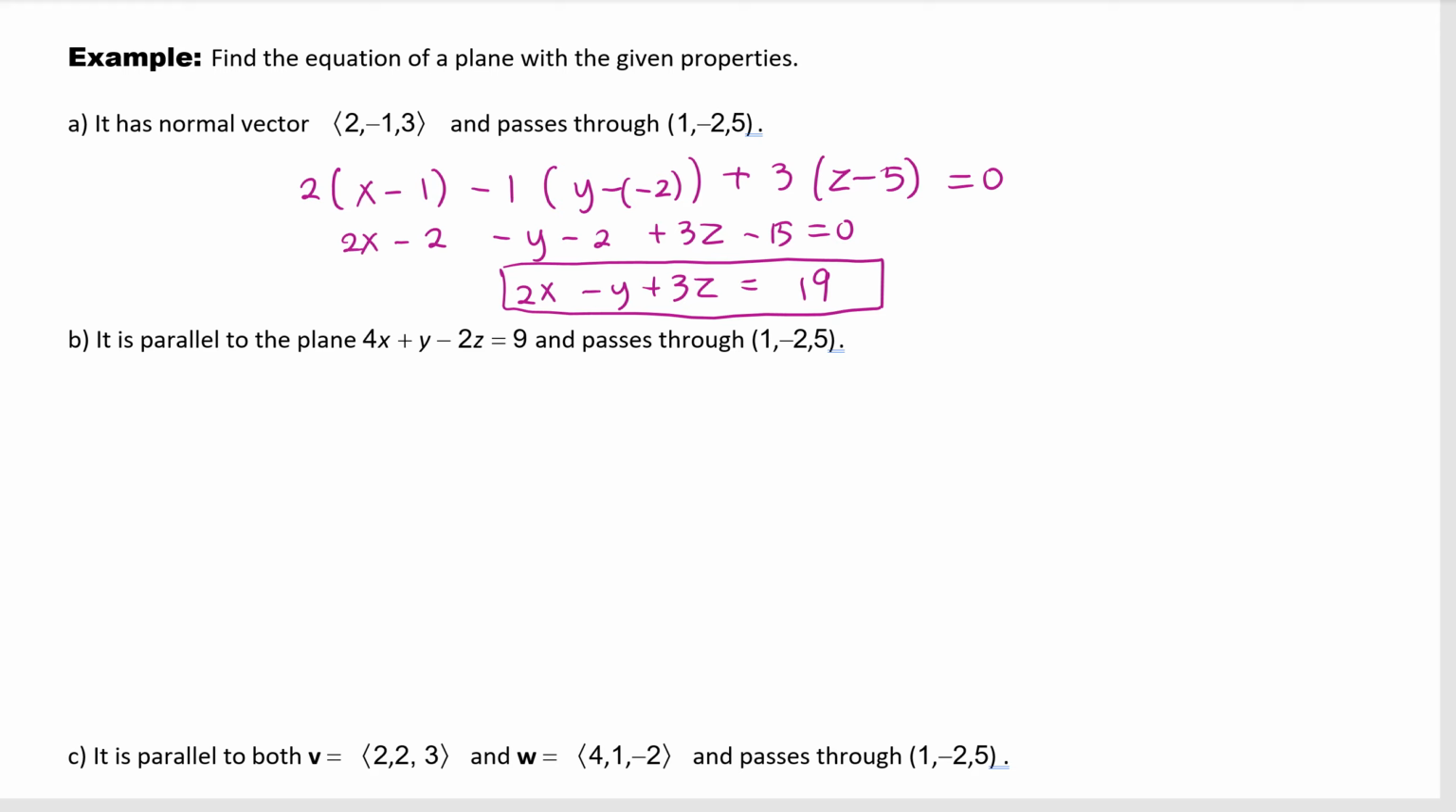Part B: it is parallel to the plane and passes through (1, -2, 5). Given a plane, how can we find a normal vector? The normal vector is going to be the coefficients of each variable.